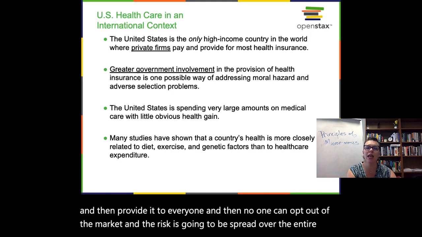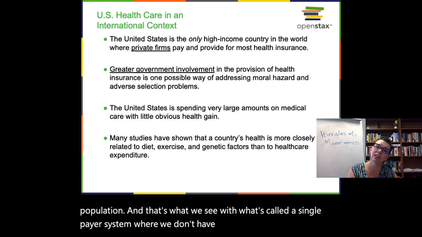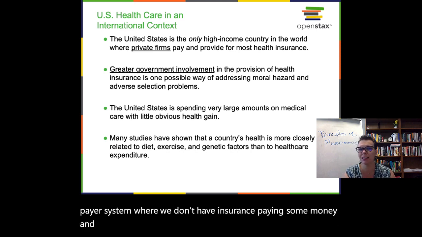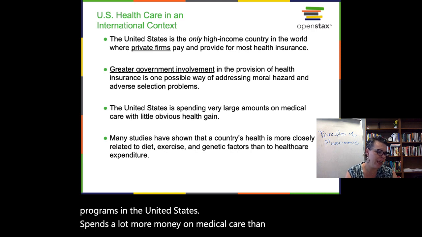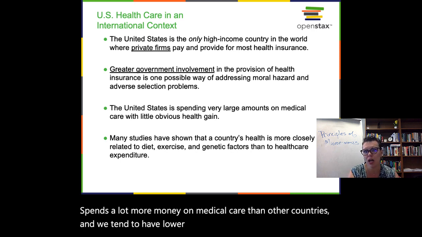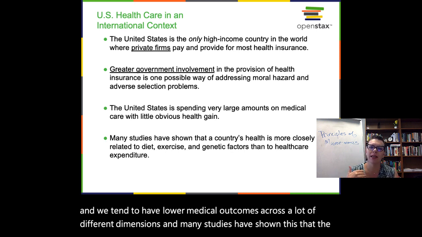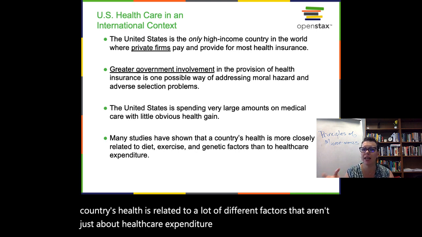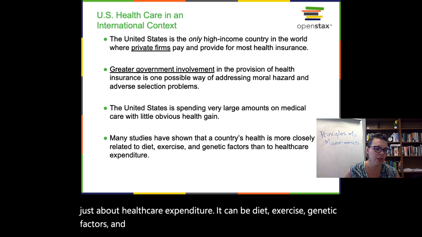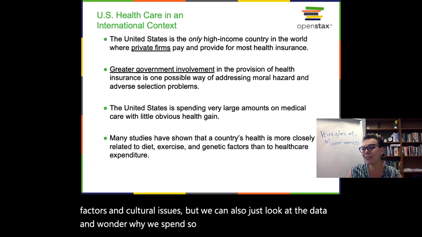Then no one can opt out of the market and the risk is spread over the entire population. That's what we see with what's called a single payer system, where we don't have insurance paying some money and private people paying some money and all these different programs. The United States spends a lot more money on medical care than other countries, and we tend to have lower medical outcomes across a lot of different dimensions. Many studies have shown that a country's health is related to a lot of different factors that aren't just about healthcare expenditure. It can be diet, exercise, genetic factors, and cultural issues. But we can also just look at the data and wonder why we spend so much with so little return.